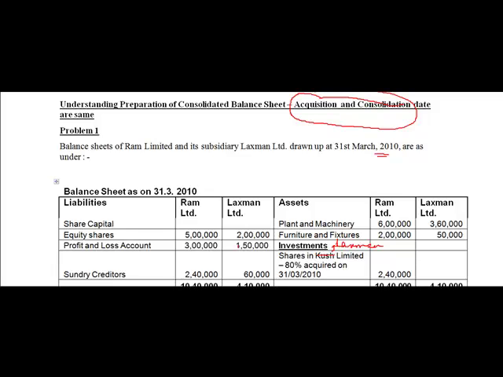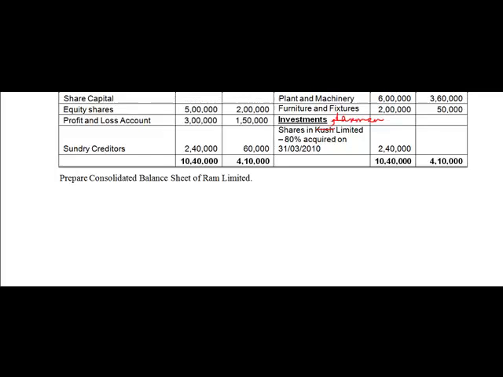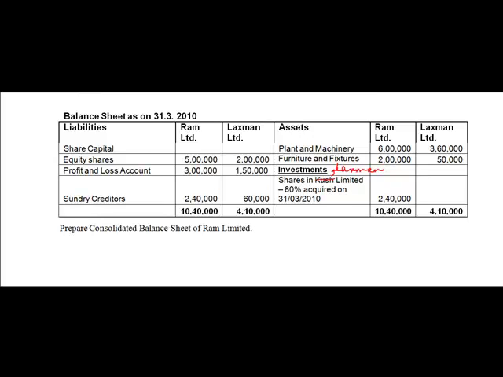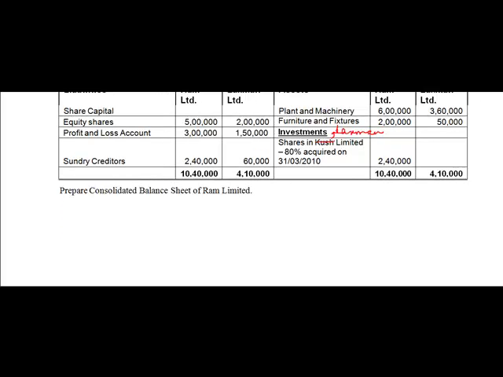Then on the credit side, I have my equity share capital, profit and loss, and sundry creditors. So basically, I am holding 80% shares in Kush Limited, and therefore it is a subsidiary for me. So when I prepare my consolidated financial statement, I have to account for it in the financial statement. The question which is given to me is prepare a consolidated balance sheet of Ram Limited. So let us see how we prepare this consolidated balance sheet.